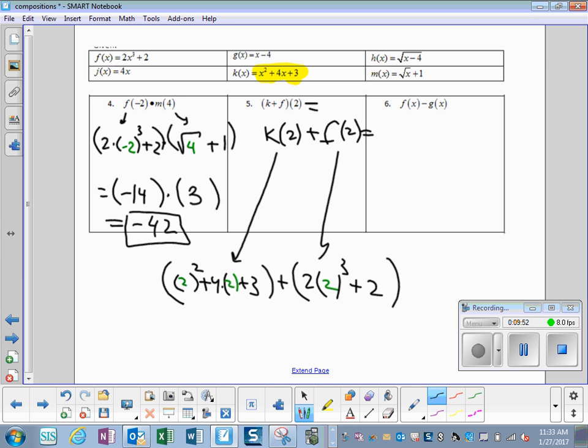So now all I have to do is evaluate this numeric expression. If I enter this whole thing into a calculator, that's totally fine. So 4 plus 8, 12 plus 3, 15 plus, is it 18? Yes? 33. So that would be my answer for number 5. Questions?